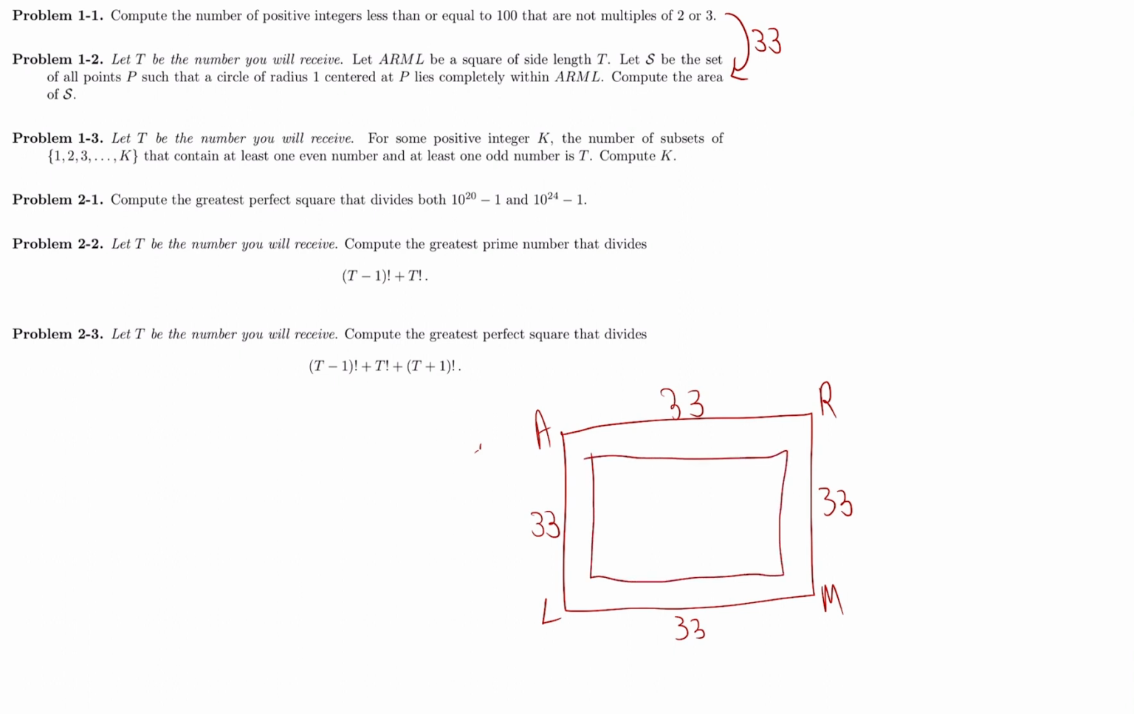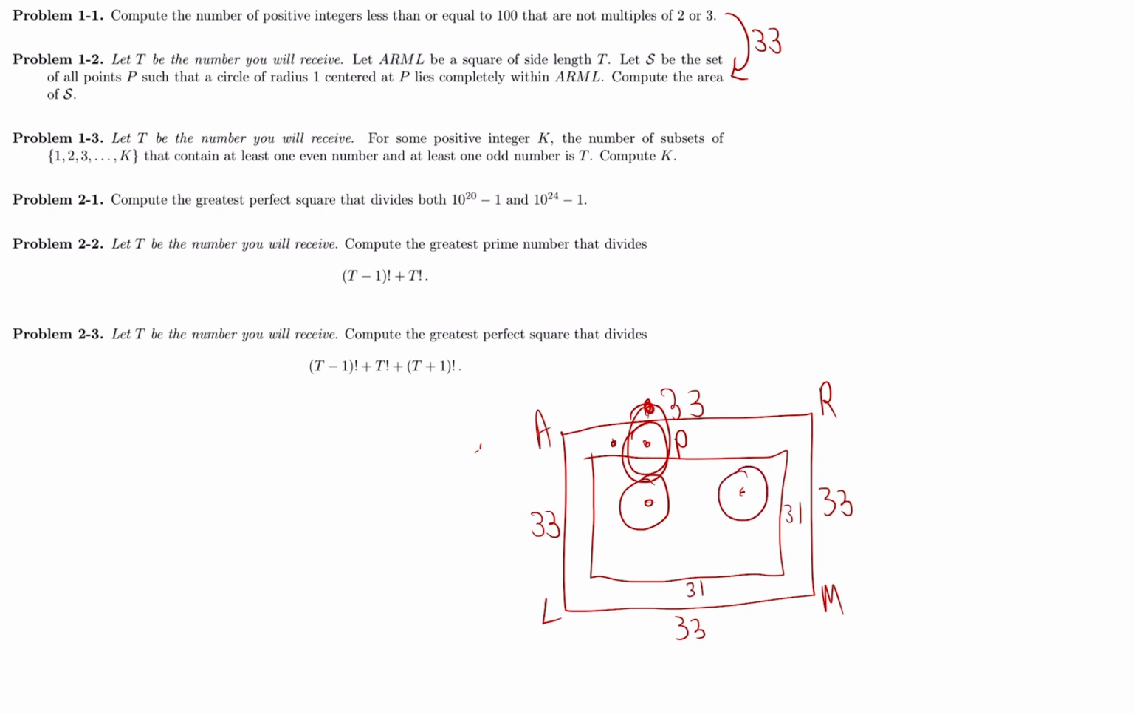But how do we know that? Okay, so if the point P is outside this region, then the circle isn't going to fit entirely because there's going to be some point over here. But if P is inside the region, then clearly it works. So what's the area of this region?